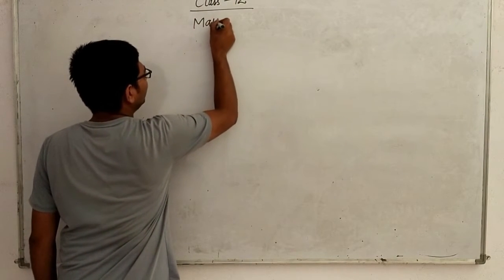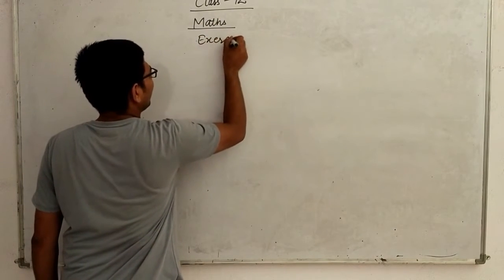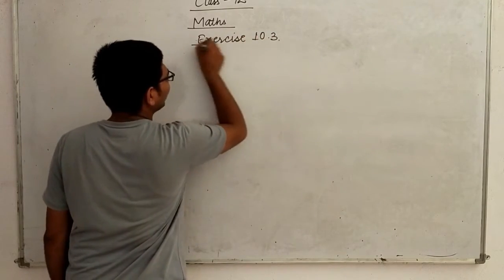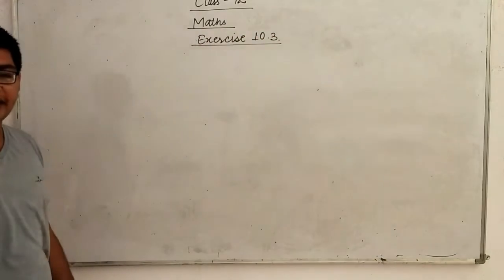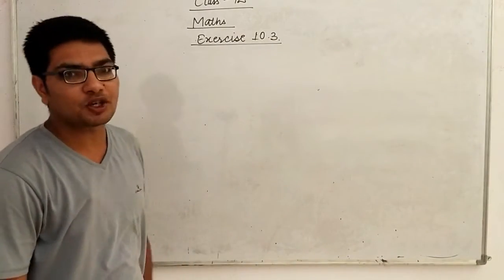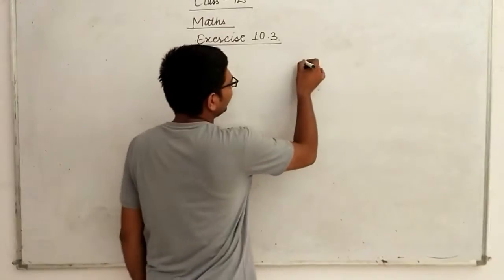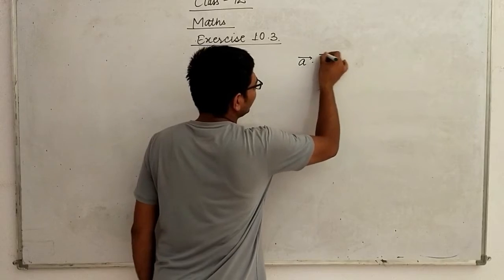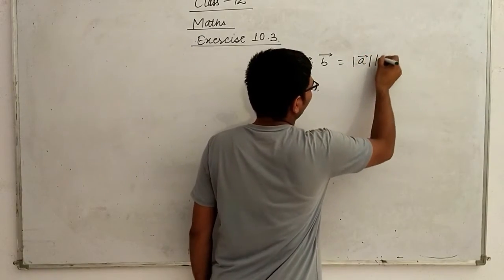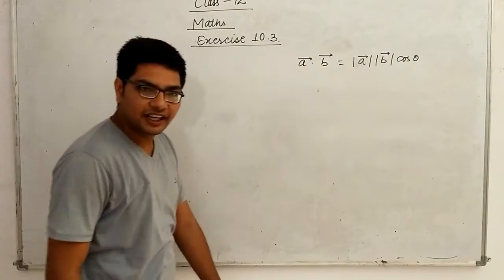In this video, we are going to solve exercise 10.3 from NCERT textbook. Before starting the exercise, let me give you a recapitulation of the dot product. Dear students, what is A dot B? A dot B is given as magnitude of A, magnitude of B into cos theta, right?